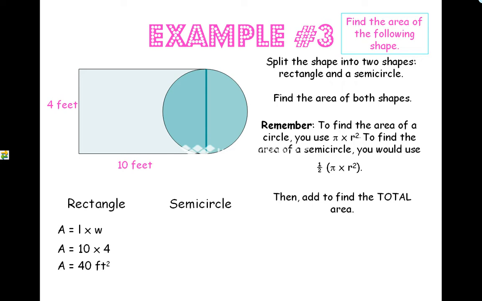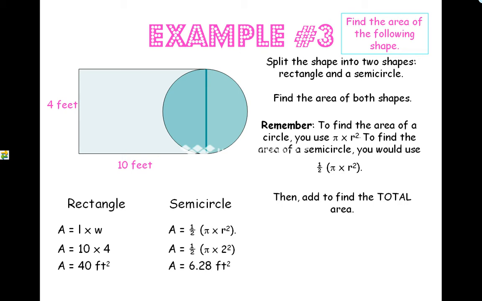The semicircle, keep in mind that you're trying to find half of pi times r squared. So we plug in the numbers, and notice here, the 4, if you were to carry this over, is the same length as the diameter. The width of the rectangle is the diameter of the circle. So you want to find the radius, which is half of that. And if you have forgotten how to find the area of a circle, go back to the area of a circle video. So when you're finding 1/2 of pi times 2 squared, which is 4, you will get 6.28 feet.